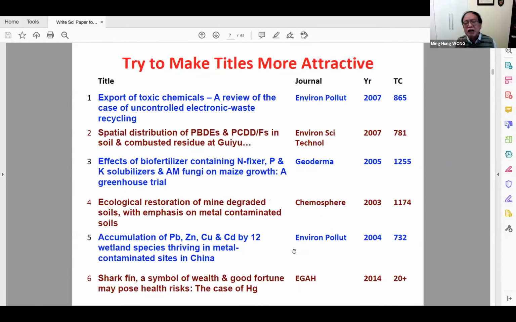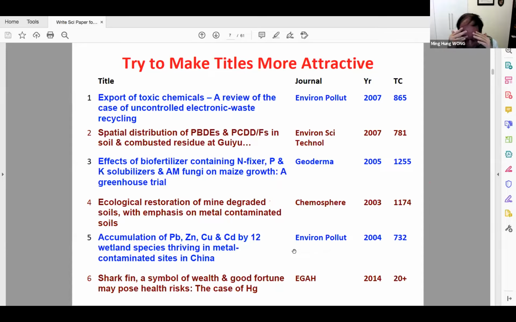Now, I think it would be important to make the titles more attractive. I'm citing some of my examples. So the title here, the first one, Export of Toxic Chemicals, a review of the case of uncontrolled e-waste recycling. The journal is published, a year published, and then total citation.